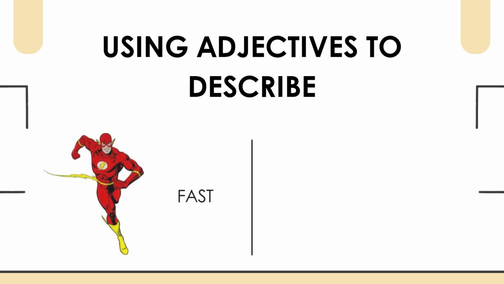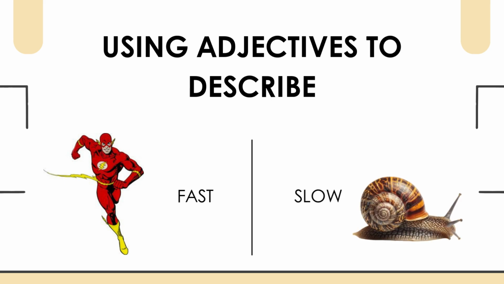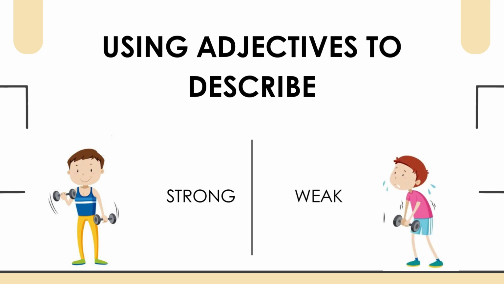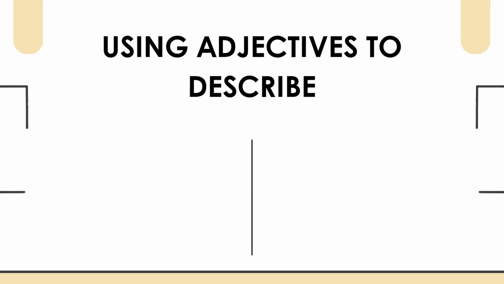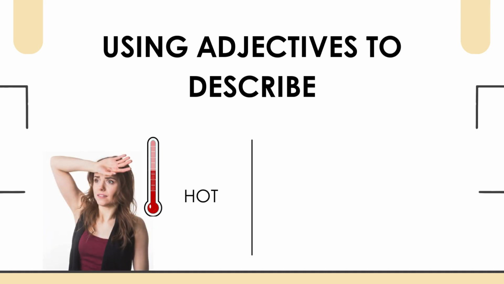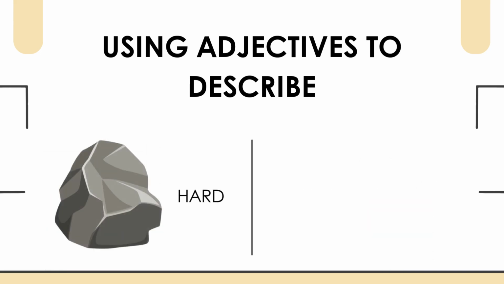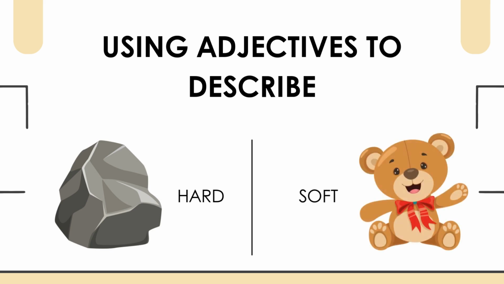We use fast to describe something that moves quickly, while we use slow for something that moves at a low speed. We use strong to describe someone or something with great physical power or strength, while we use weak for someone or something lacking strength or energy. We use hot to describe something with a high temperature, while we use cold for something with a low temperature. We use hard to describe something that is firm and solid to the touch, while we use soft for something that is gentle and easy to press or shape.